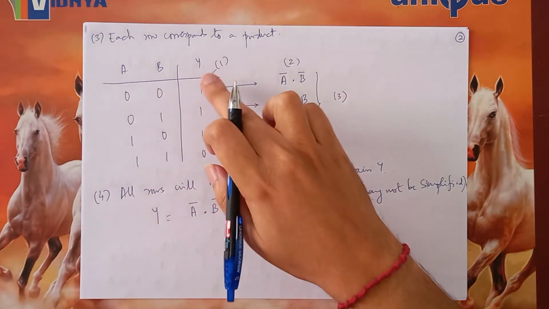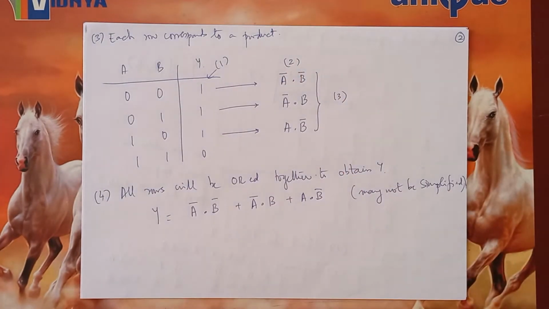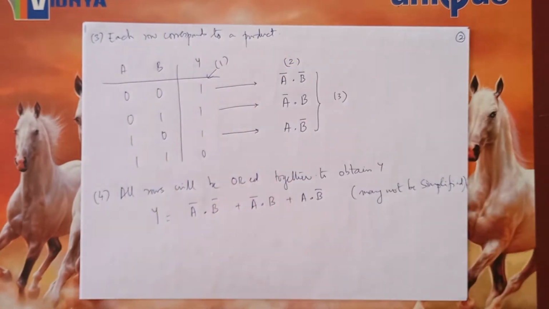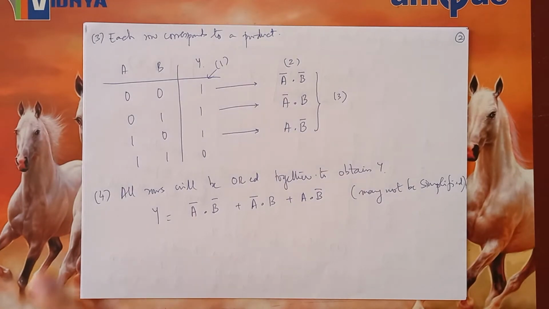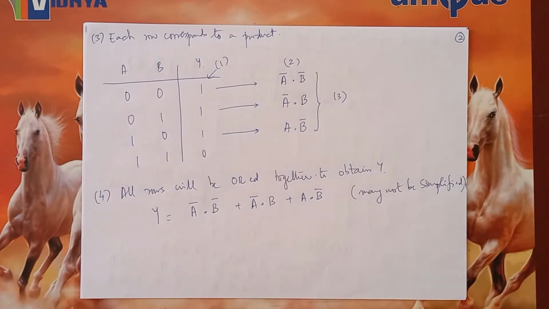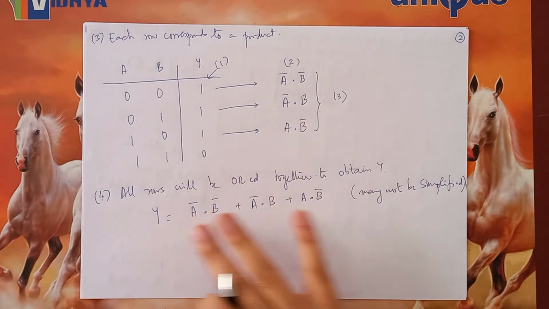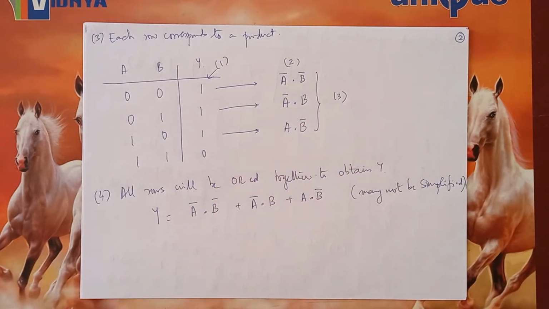So the first step is to hunt for ones in the Y column. Second step is to look at the row and assign bar or no bar on each variable depending on whether it is 0 or 1. Third step is that each row corresponds to a product term. And the fourth step is that all rows will be ORed together to obtain the final expression for Y. It's not final, but it is some expression. So in this process, we saw one way through which we can get some expression just by looking at the truth table.